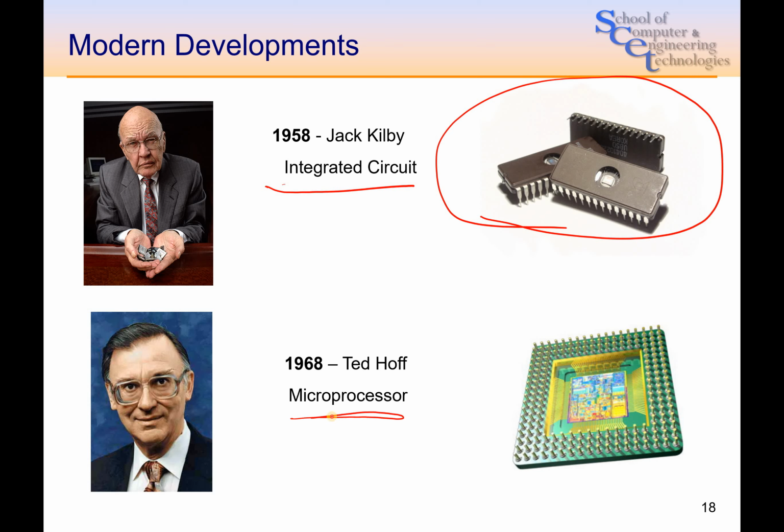68, Ted Hoff comes along and invents the microprocessor. So why we have computer stuff around us. Basically, it's just a fancy chip that can read instructions and do different things at different times.